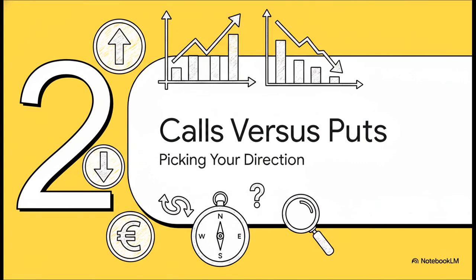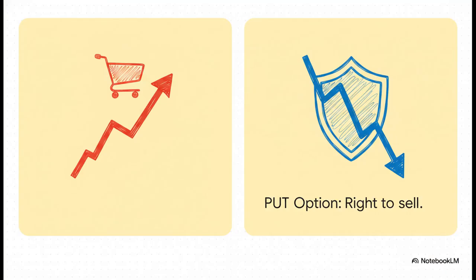Section 2. Calls versus puts, picking your direction. So options basically come in two major flavors, and it's based entirely on which direction you expect the market to move. A call option gives you the right to buy the underlying item at a fixed price. You're going to want a call when you're worried the prices might go up. On the flip side, a put option gives you the right to sell the underlying item. You use a put when you need a shield against prices crashing down. Just remember, call equals buy, put equals sell.